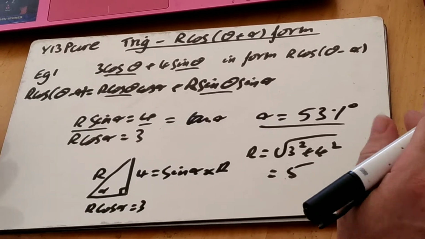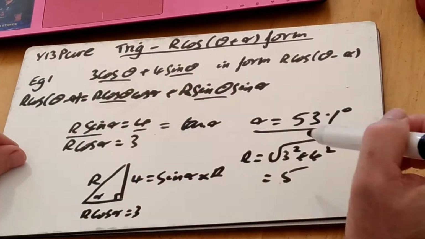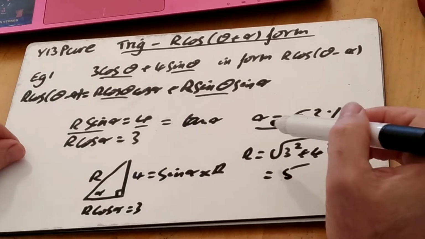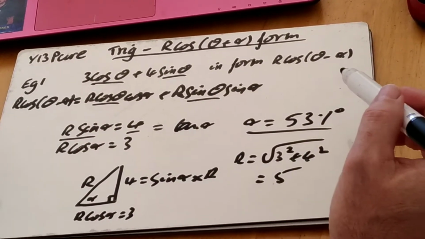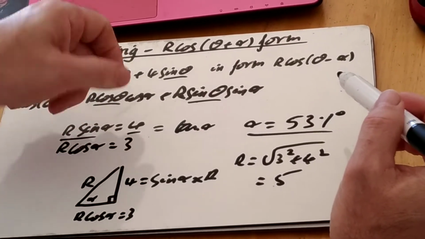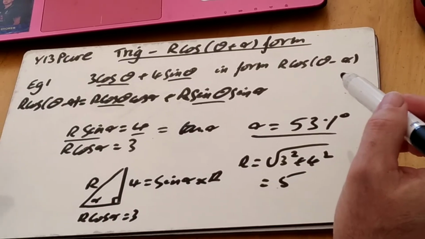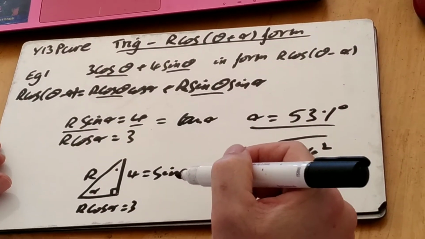So, to sum up, how do you find the R value in this form? Do Pythagoras on the two numbers that you've got there. How do you find alpha? Divide the two values you've got, and then do the inverse tan. The only way you can go wrong, therefore, is to have these two numbers the wrong way round, and what you were finding, therefore, is that angle there, rather than the alpha that you want here.